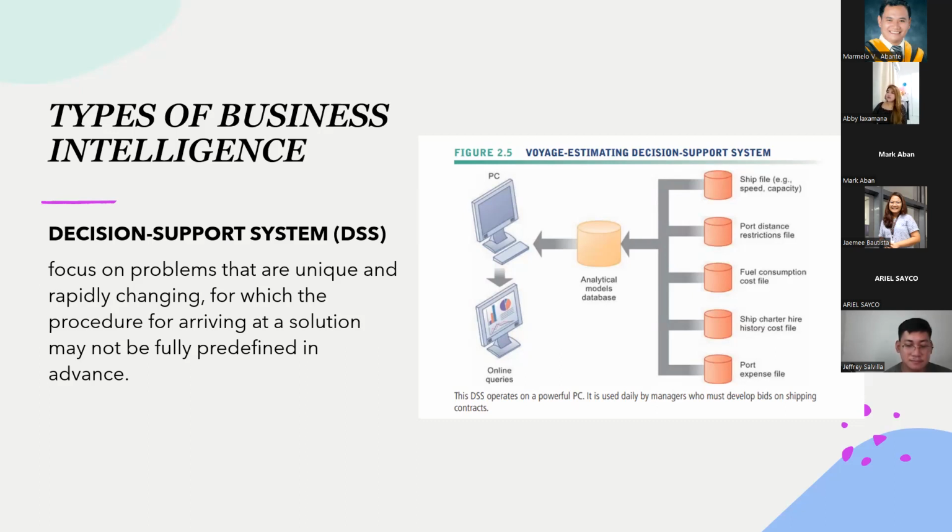So figure 2.5 illustrates the DSS built for this company. The system operates on a powerful desktop personal computer, providing a system of menus that make it easy for users to enter data or obtain information. So the voyage estimating DSS we have just described draws heavily on models.